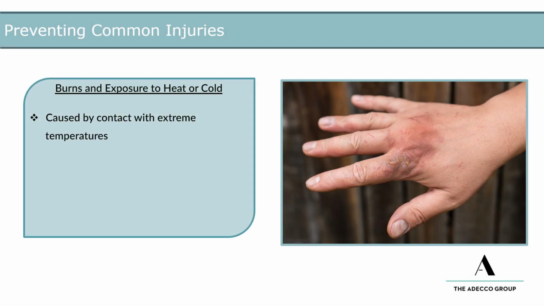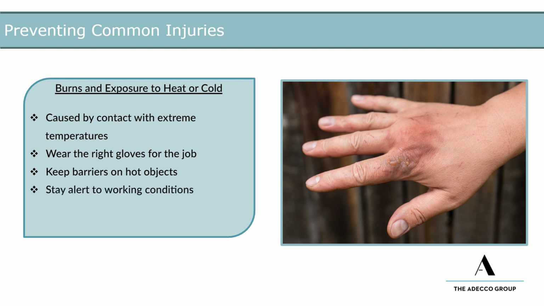Burns and exposure to heat or cold occur when body parts come in contact with extreme temperatures. Strategies for prevention include wear the right gloves for the job. For example, wear leather gloves for welding, rubber gloves for electrical work, and insulated gloves when working in very cold conditions. Be sure to keep barriers, such as insulating material, on hot steam pipes or panels covering heating elements. Stay alert to your working conditions and seek out the proper protective equipment.